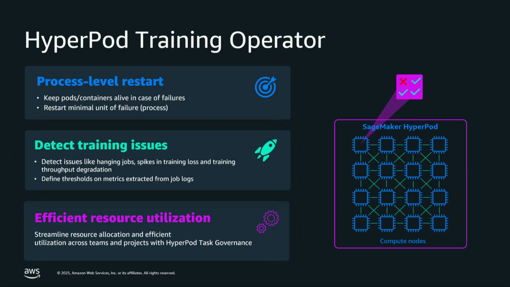The first one is super fast failure recovery. In traditional training systems, when a failure happens, usually the containers and the images are torn down, so all the initialization work is lost. With the HyperPod training operator, it's a lot smarter in that it is not going to tear down the container when a failure happens.